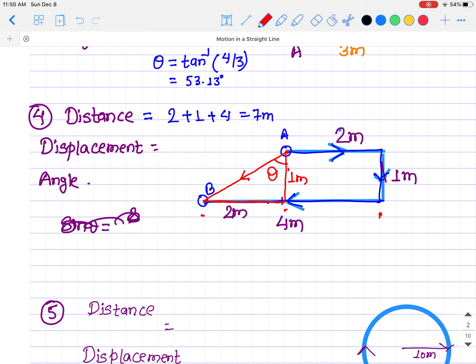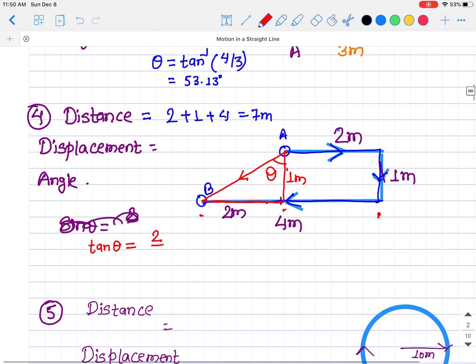Let me find out the angle. The angle is defined as the tangent of theta, which in this case is 2 meter divided by 1 meter. Then your angle theta would be equal to 63.4. We first calculated the angle. So in order to calculate, you just type 2 shift tangent inverse, and you'll get 63.43 degree.